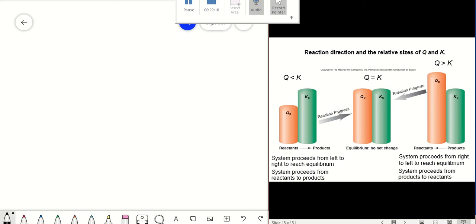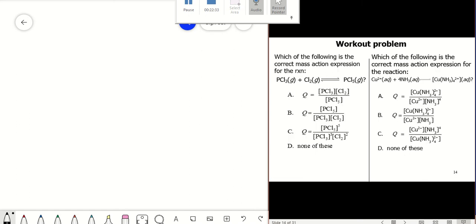So we just calculate what's Q, we calculate what's K, and we compare the values. If Q is smaller than K, it goes towards the products. If it's greater than K, it goes towards the reactants. Easy? All right. So let's try a couple examples now.